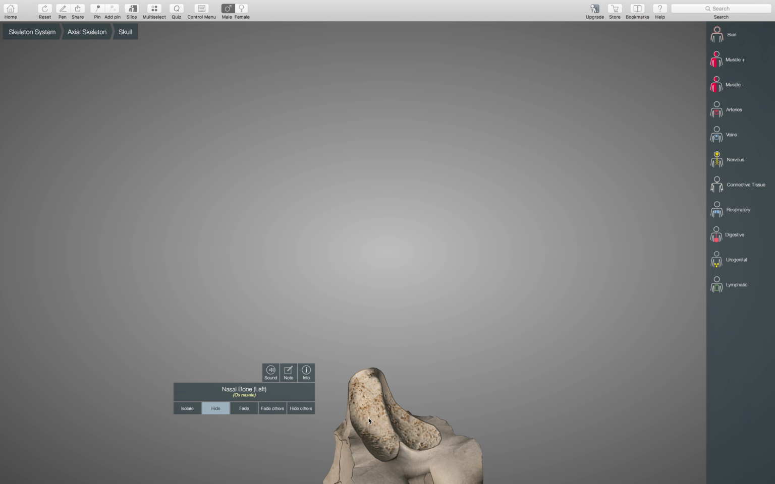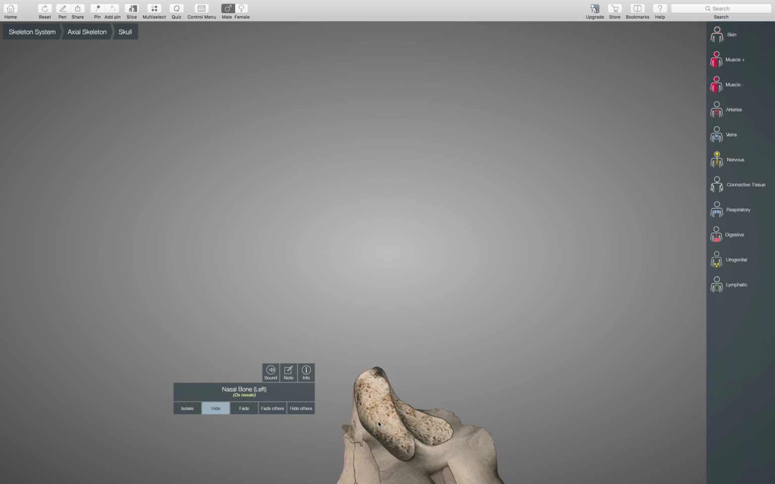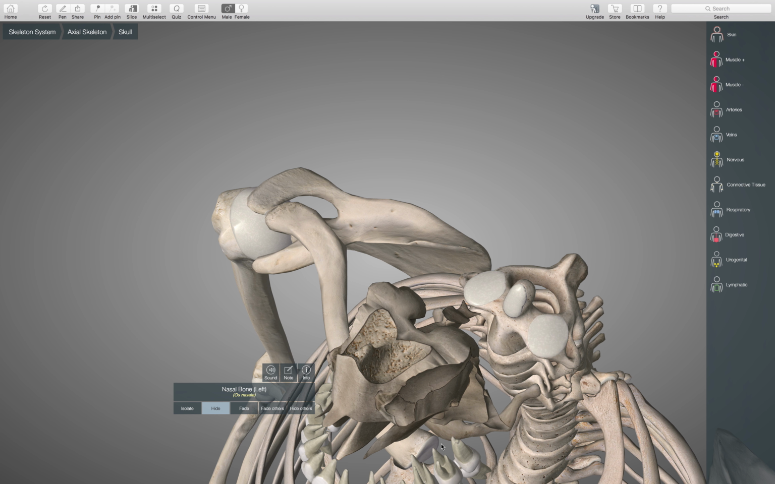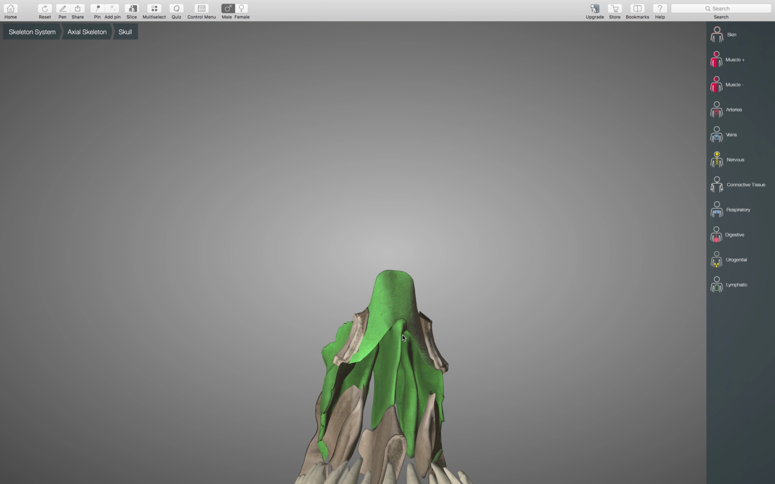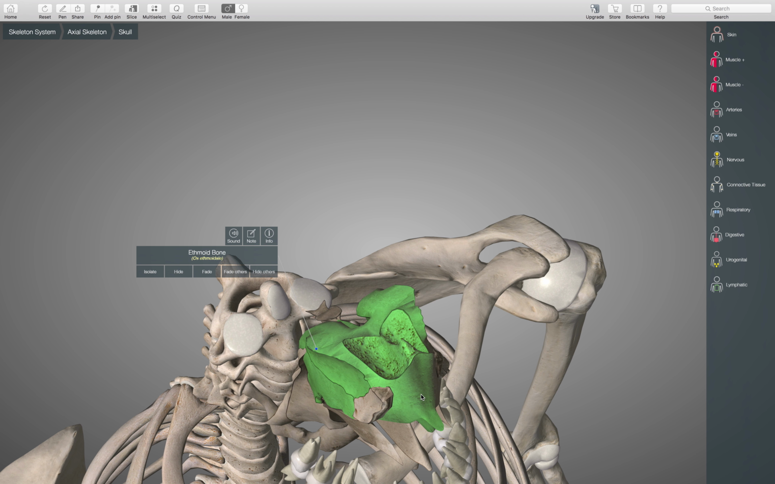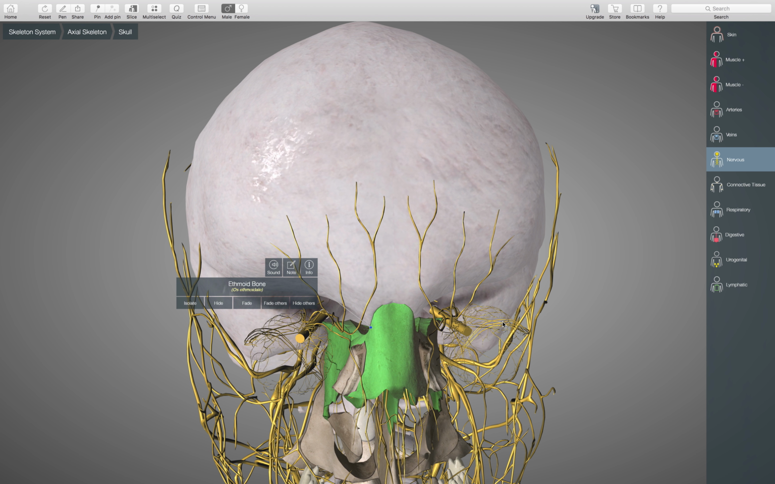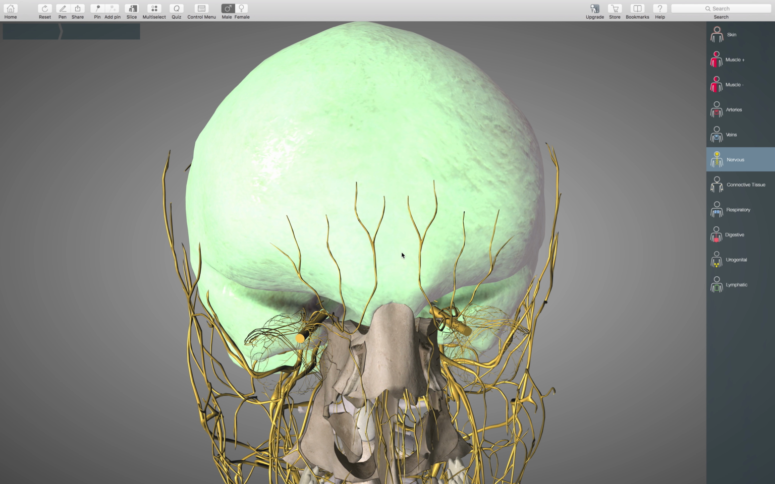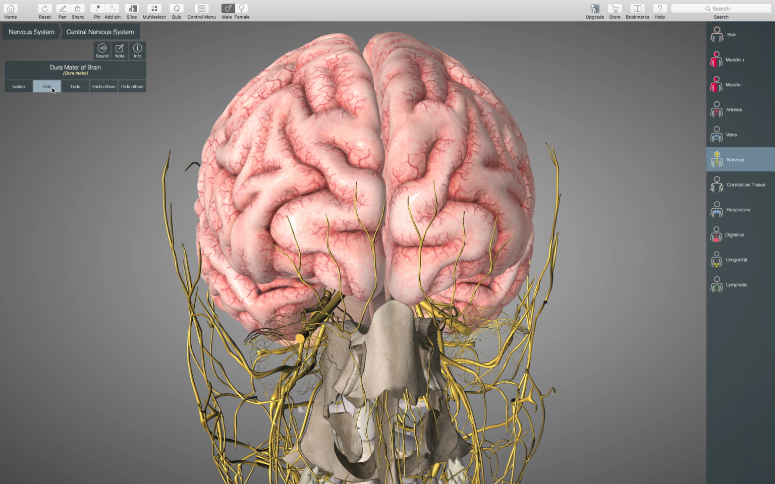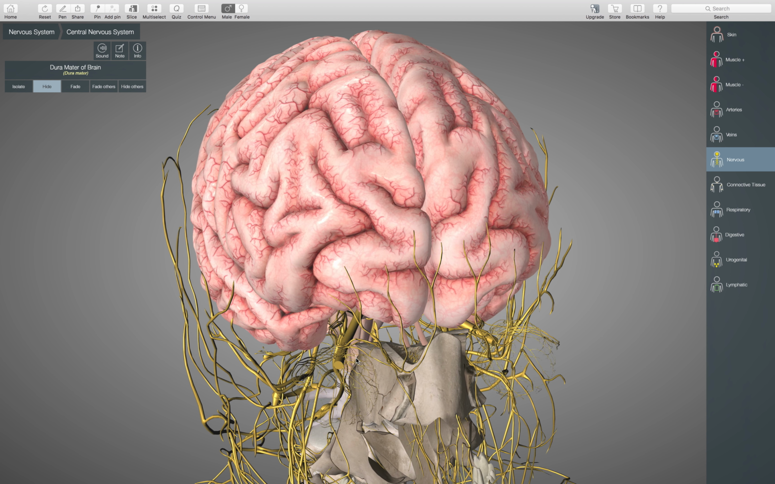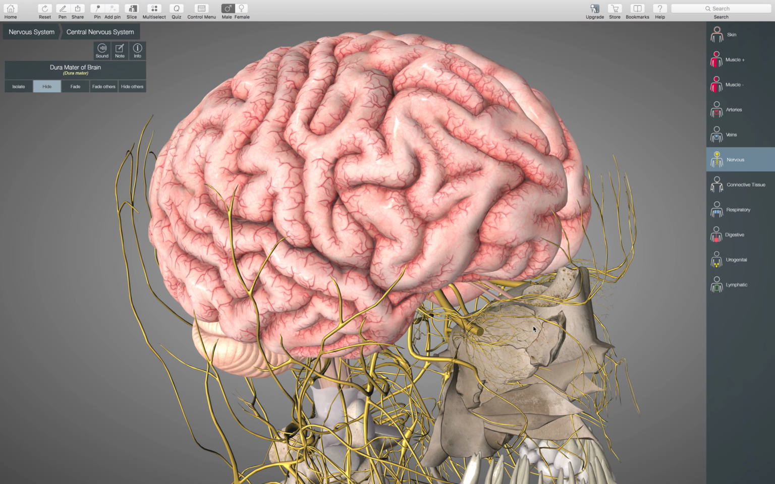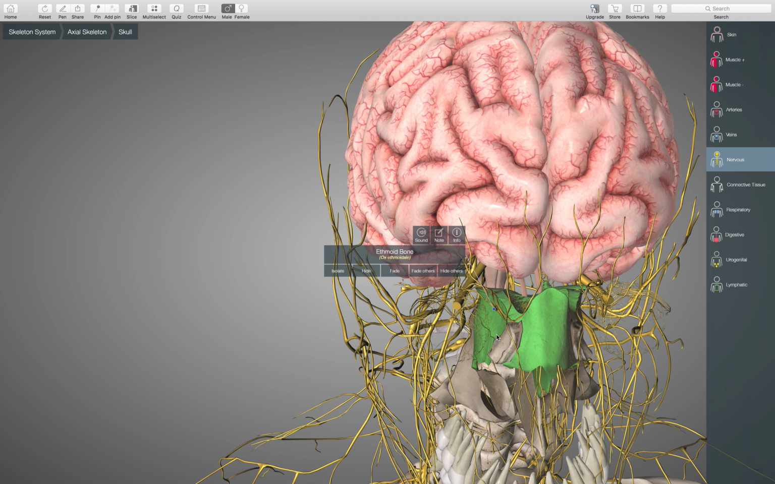But in this part, I want to emphasize this bone, the ethmoid bone. This bone has a lot of the neuron system. We can add some neurons. You're able to see the neuron system. We remove the outer layer here. You're able to see the neurons go through. A lot of neurons go through these bones, called the ethmoid bone.